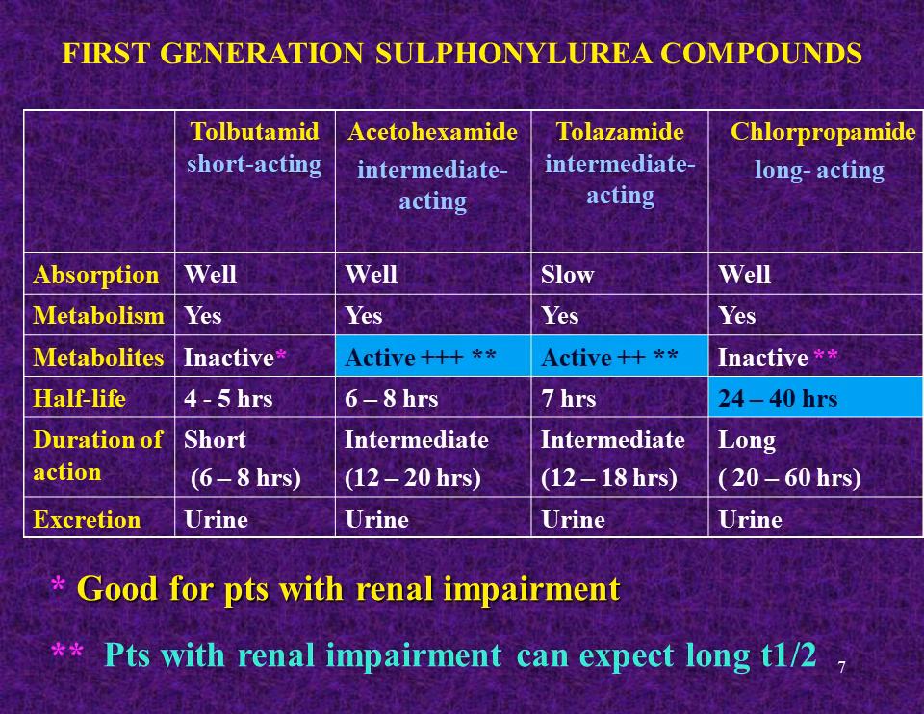So this is good for patients with renal impairment. Which drugs are good for renal impairment? Those which do not have active metabolites. So tolbutamide and chlorpropamide have inactive metabolites, so they can be well adjusted in patients with renal impairment. However, in those patients where there is renal excretion and formation of active metabolites, one can expect a long half-life.